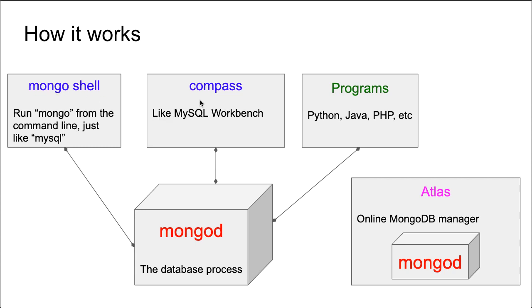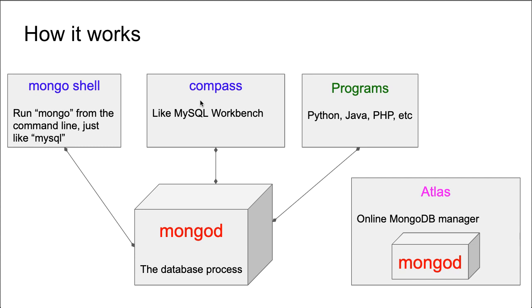There's also a program you can download onto your own computer called Compass, and that is just like MySQL Workbench. It's a standalone program that runs on your computer and connects to either a local MongoDB or a remote MongoDB. So yes, you can install MongoDB on your own computer if you'd like. There is a free version. Again, I think it's a great exercise, just like I suggested installing MySQL locally on your machine. I would suggest trying to install MongoDB locally, but you don't have to for this class. We're going to use a remote version.